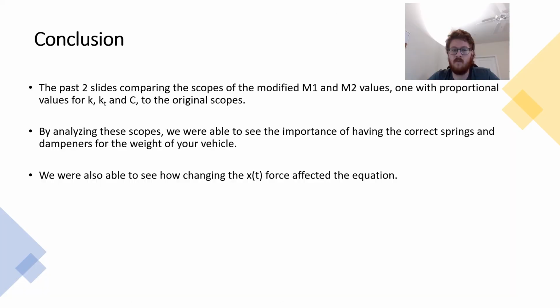In conclusion, through looking at these scopes, we have found the importance of making sure that you have the right suspension components for your vehicle based on the weight. If you do not, they will not perform correctly. We were also able to see how changing the X of T value affected the equation.